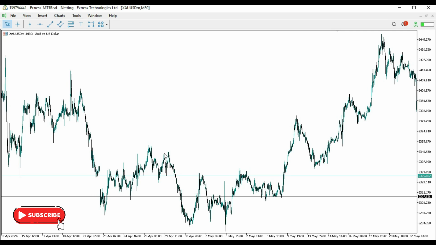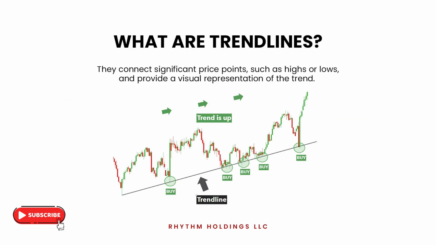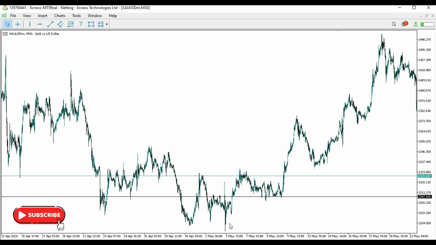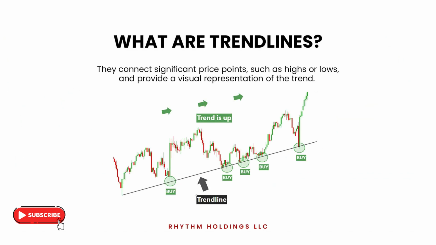So trend line plays a vital role. If you really want to trade trend lines, if you want to use trend line as a strategy, then you will need to understand how to draw it. So to take it further, what I want you to understand is that a trend line connects significant price points such as highs or lows. Meaning this is a point, this is another point, this is another point, this is a low, this is a high, and this is also a low. This is a high and this is also a low. So a trend line connects price points.